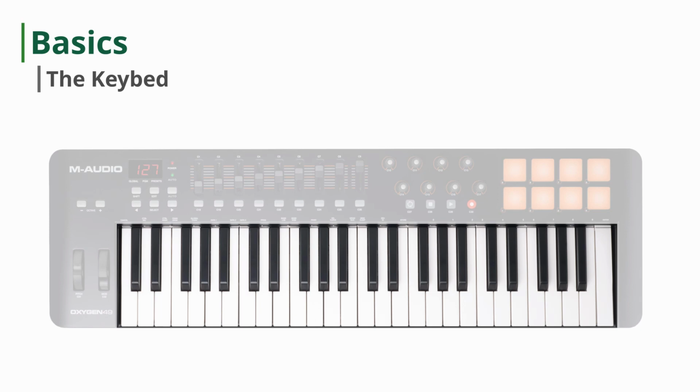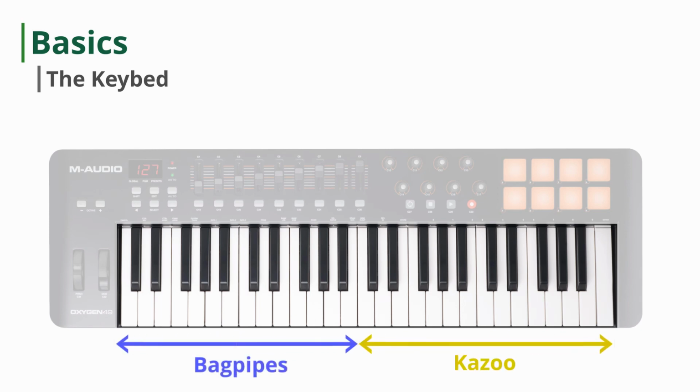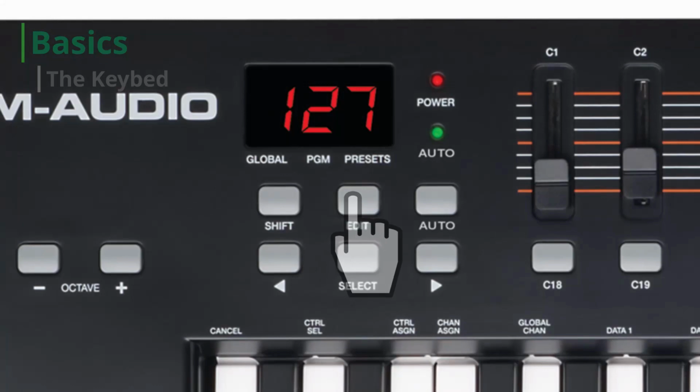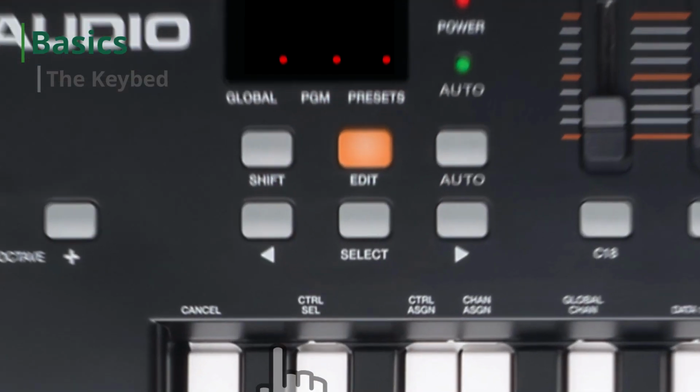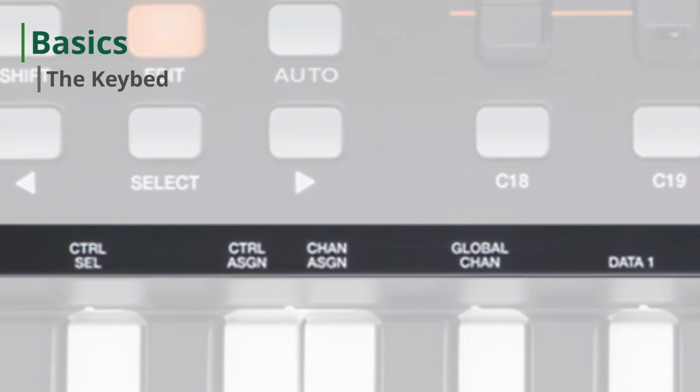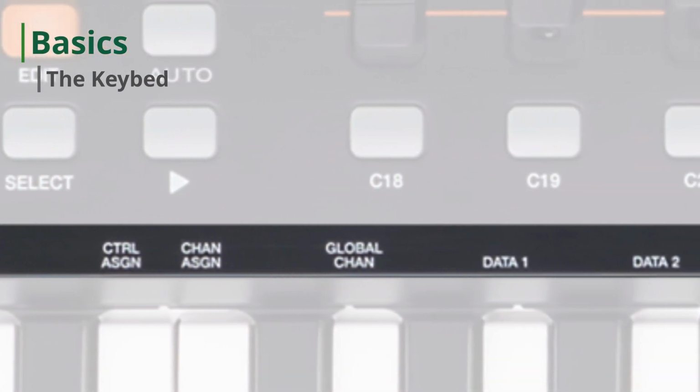So if you want to do something fancy, like splitting the keyboard into two different instruments, you'll need to manage that on the computer. It's also important to understand that the white piano keys are used for data entry when you put the Oxygen into edit mode. That's what those labels across the top of the keys are all about, and the main purpose of this video is to get you to the point where you're confidently using edit mode.